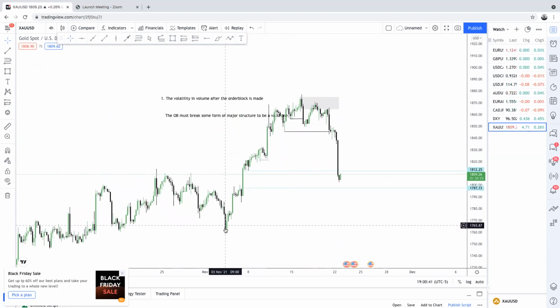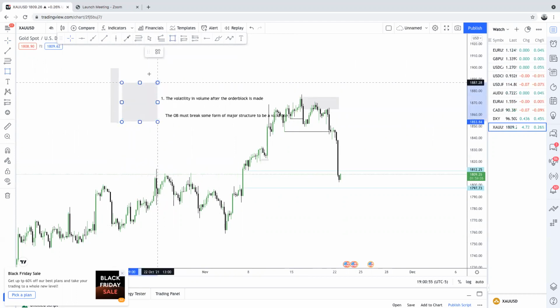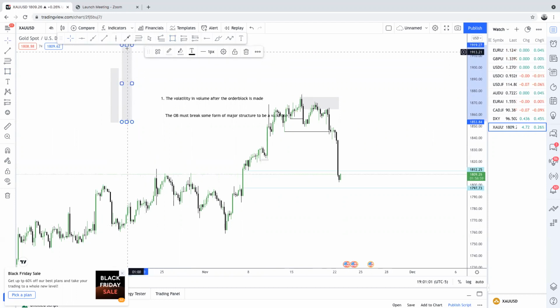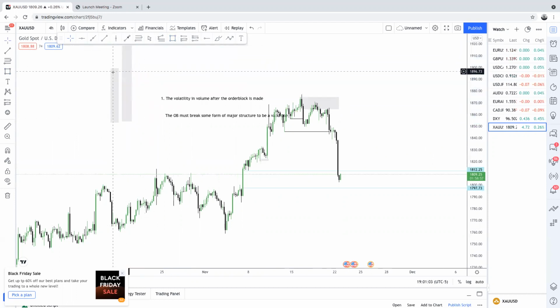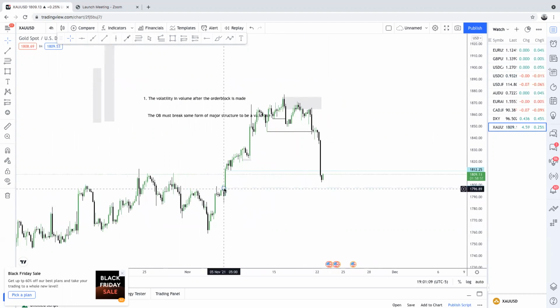Let's look at this. This is not considered a valid order block. Why? Because there was no volume to the upside right after the candle was made. You want to see a nice down close candle, and then an even nicer, an even clearer volume filled up close candle in order for this order block to be valid. And it also needs to break market structure. This is a valid order block.